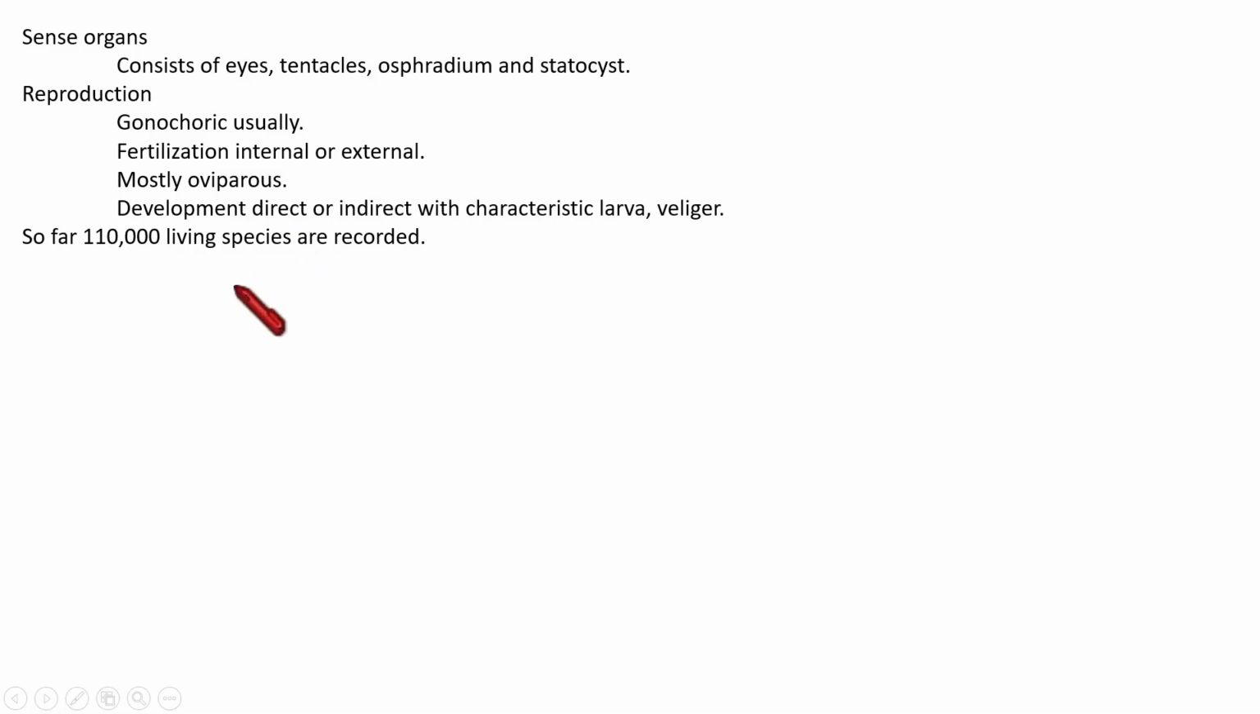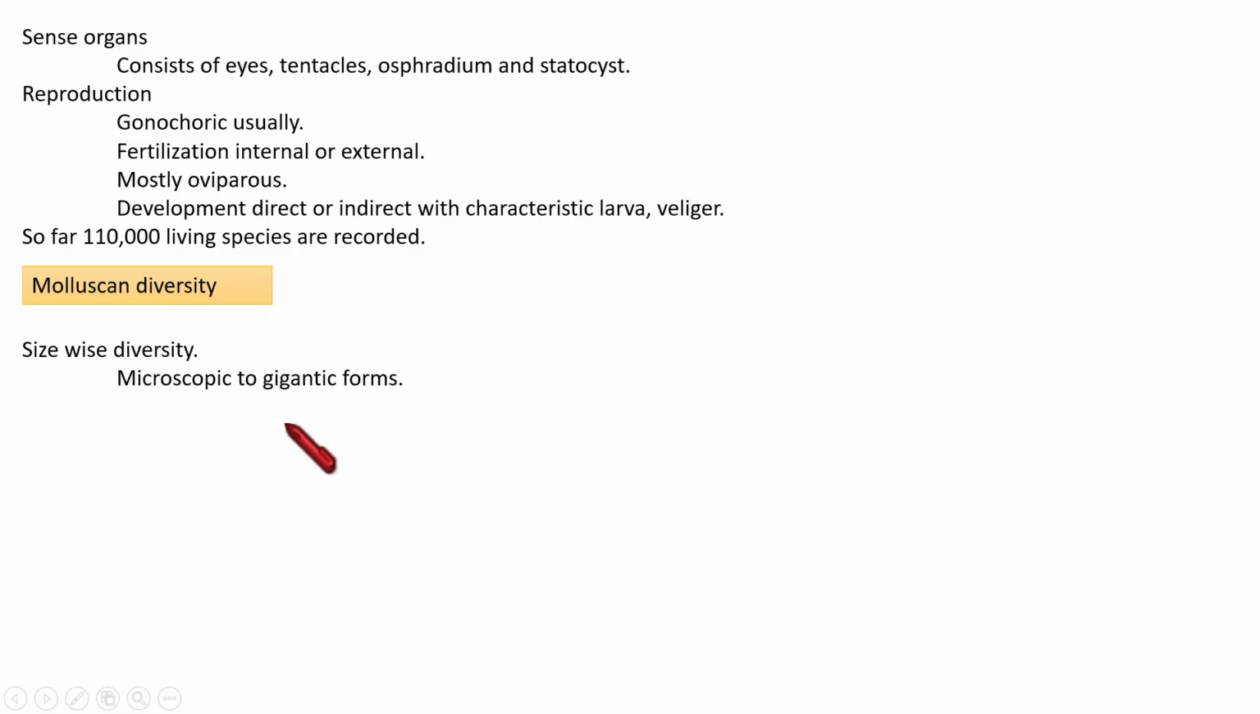So far, under this mollusca, 1,10,000 living species have been recorded till now. Next we are going to understand the diversity, size-wise. How diverse are the organisms that come under mollusca? Size-wise there is so much diversity. There are microscopic organisms, and very gigantic forms are also present.